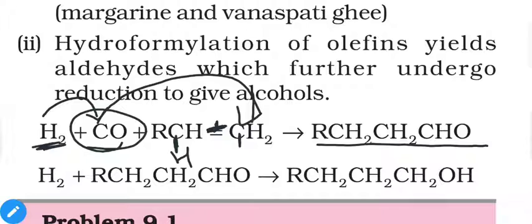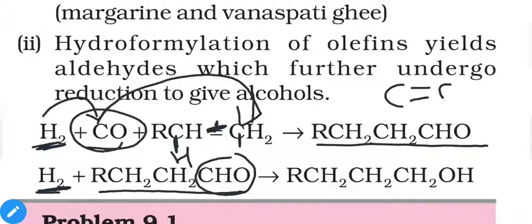And the same thing can be repeated again when this compound, that means the aldehyde, reacts with more hydrogen. It simply breaks the carbon oxygen double bond, and both of them will get one hydrogen. So carbon gets one hydrogen, oxygen gets one hydrogen. That means you will get alcohol.